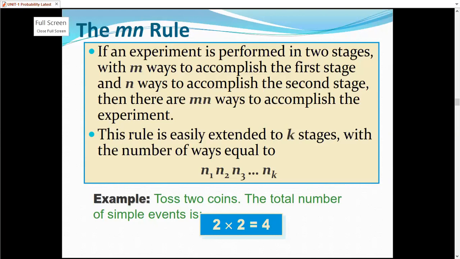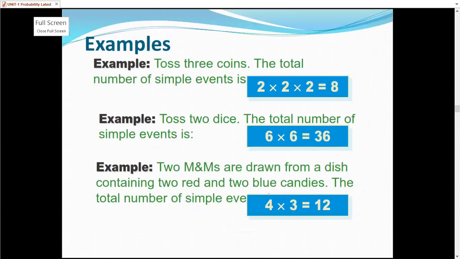So we can generalize this one up to K stages with the number of ways equal to N1 into N2, and so on, Nk. So when you are tossing 2 coins, the total number of simple events is 2 square, so that is 4. Let's see one more example. Toss 3 coins, then obviously you will get the simple events, that is 2 cube, that is 2 into 2 into 2, 8 events. When you are throwing 2 dice, the total number of simple events, that is N of S, is 6 square, that is 36.